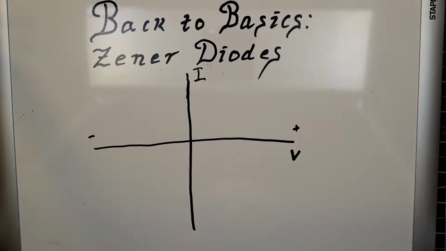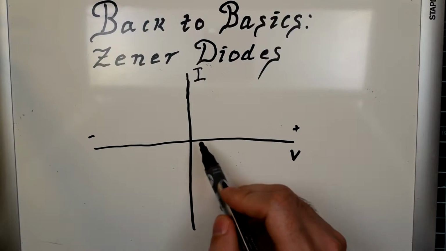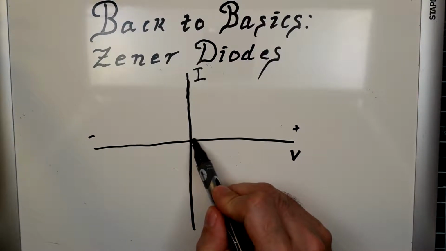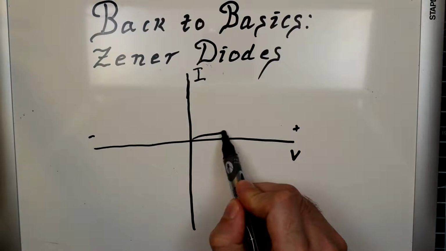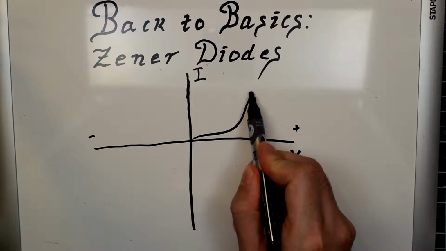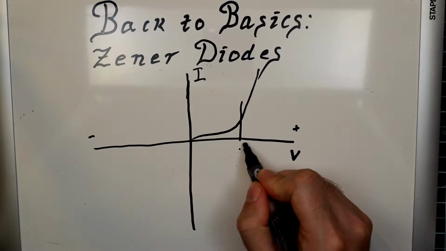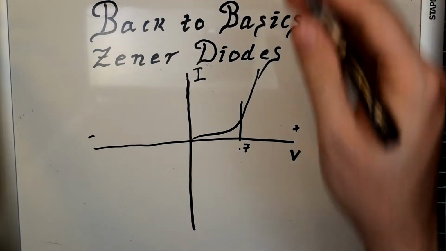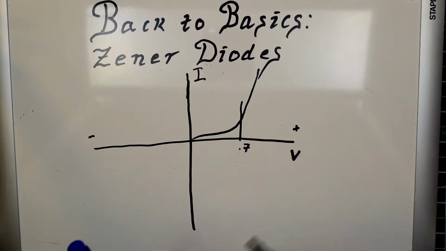So for your typical diode, you're going to have very little current flow going along, and then it's going to hit the 0.7 volts, and then the current will climb dramatically. And that's your normal diode.